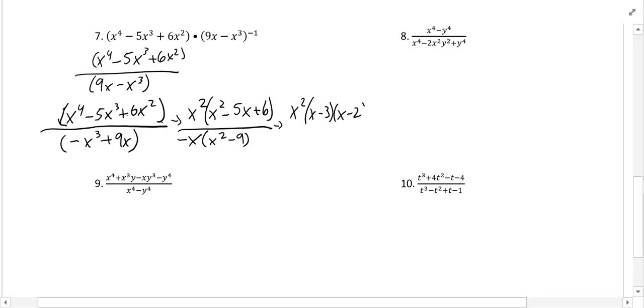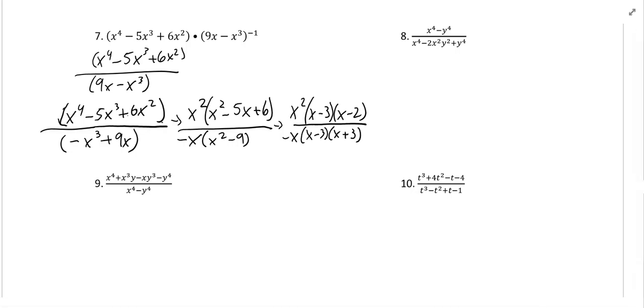x minus 2, because we have to add to a negative 5 but multiply to a positive 6. And in the denominator, we have negative x, and then x squared minus 9 is the difference of squares. So I can factor that into x minus 3, x plus 3. All right, so now I want to reduce what I can.